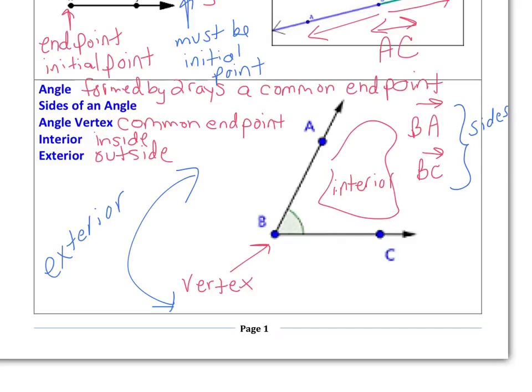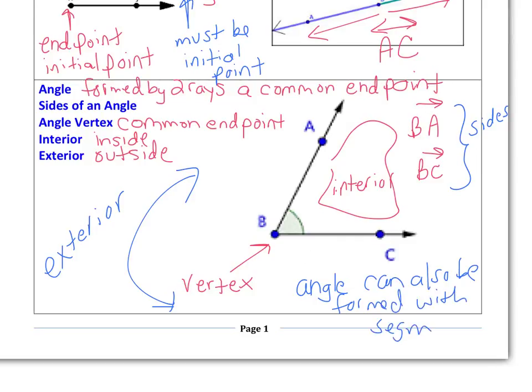Now sometimes, in the case of shapes, quadrilaterals, triangles, etc., they may not be rays. They may actually be segments. So an angle can also be formed with segments. So we should write that down. Alright, let's keep going here.